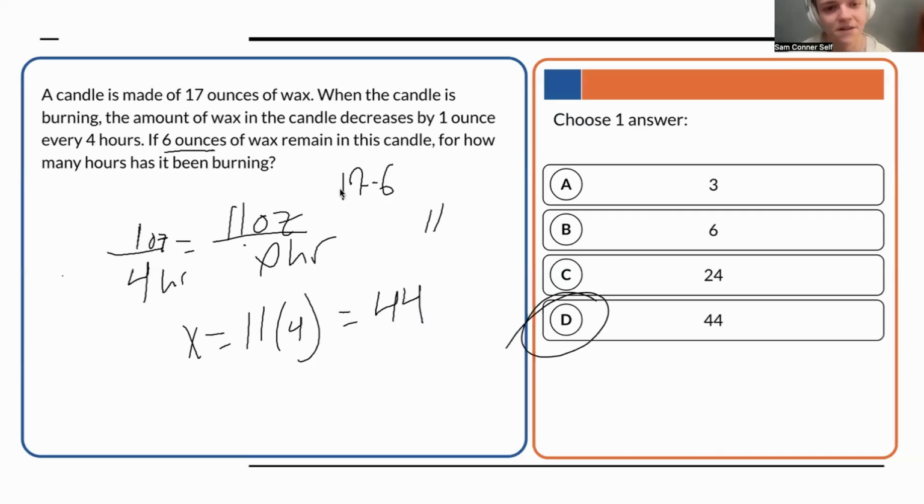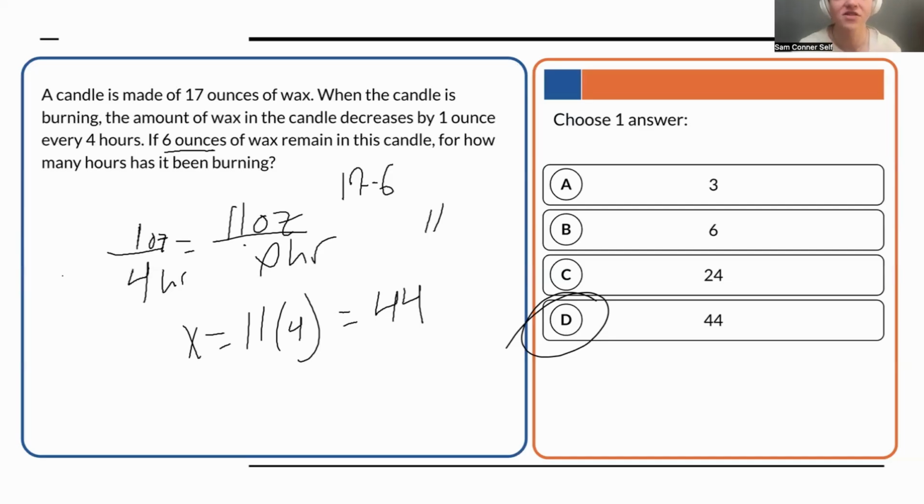Yes. So make sure that you are reading the question and getting that answer correct, because if you use the 6 instead of the 11, it's going to give you C as the answer instead, which would not be right.